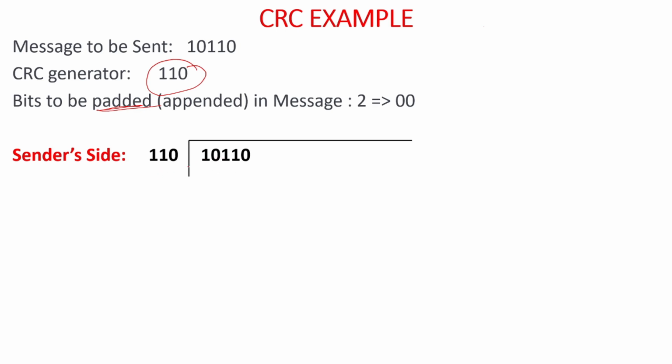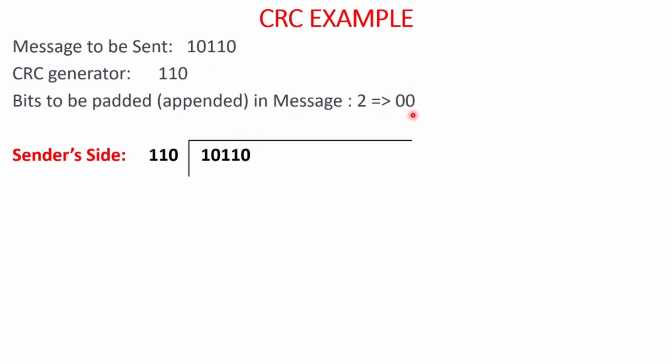Now based on the CRC generator, we have to pad the bits. Since the CRC generator is 3 bits, the padding bits should be 2. That is, CRC generator bits minus 1. The CRC generator bits are 3 in total, you can see these are 3 bits. So 3 minus 1 is 2. So we have to append 2 bits to the message, and the bits to be appended are always 0. We need to append 2 bits after the actual message.